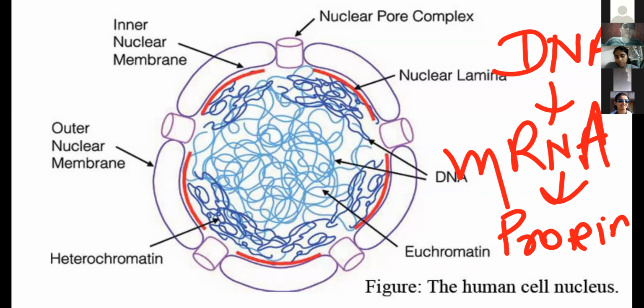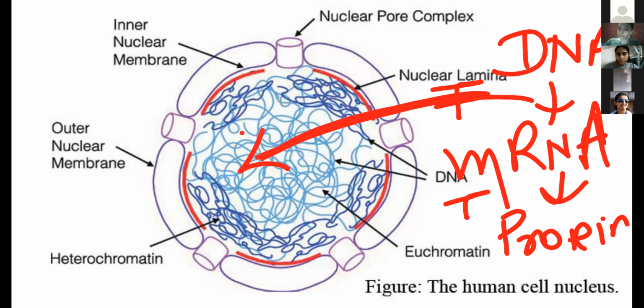Transcription and translation, if you remember these two. DNA to mRNA we call transcription, and mRNA to protein we call translation. Remember, mRNA binds with the ribosomes and then the protein synthesis process occurs. So DNA to mRNA formation, this transcription occurs inside the nucleus. Now tell me, mRNA to protein, for that ribosomes are required.